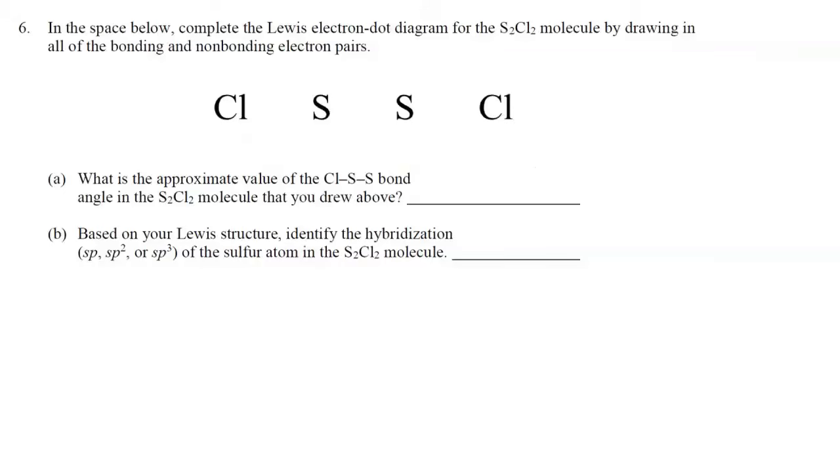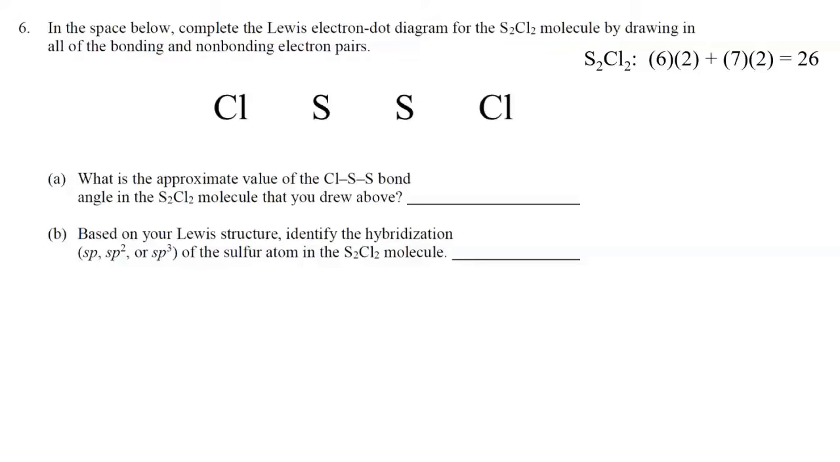In the space below, complete the Lewis electron dot diagram for the S2Cl2 molecule by drawing in all of the bonding and non-bonding electron pairs. The first step is to count the total number of valence electrons. So for this molecule, it's going to be 6 for sulfur times 2 plus 7 for chlorine times 2. That's a total of 26 valence electrons.